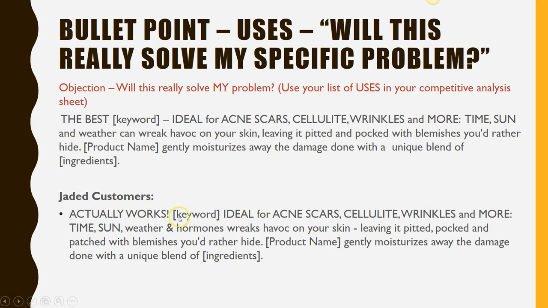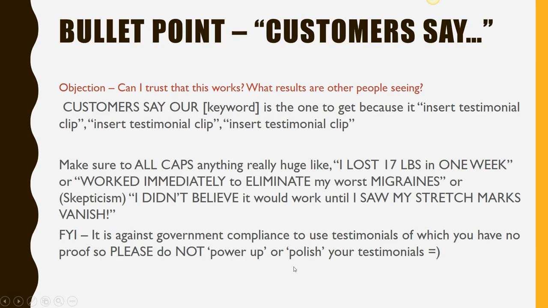So this would be like: keyword, ideal for acne scars, cellulite, wrinkles, and more, right? The only thing we've changed here is "actually works," instead of saying "the best." So if you have a highly jaded population, go with "actually works" instead of "the best" on this bullet point. You can also say, "Customers say it's ideal for..." and then your whole list of the problems that it solves.